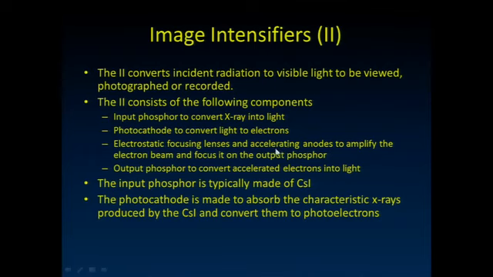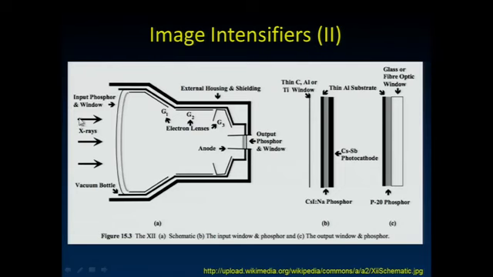Those focusing lenses and accelerating anodes basically amplified the signal, and those electrons then hit the output phosphor and converted that flow of electrons back into a visible image, back into electromagnetic radiation. Here's the picture, right? X-rays came in. The material here was responsible for converting X-rays to light. Then this system took that visible light of lower energy and converted it to electrons. We then sped those electrons up and they struck this output phosphor, where that process was reversed. And we had a camera system taking a picture of what was going on there.